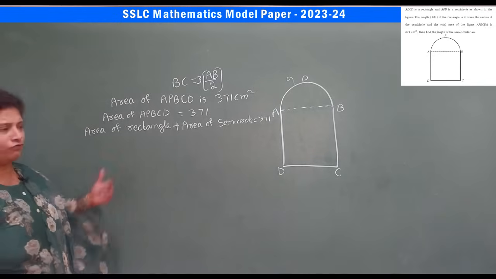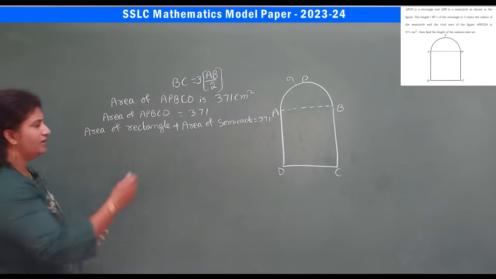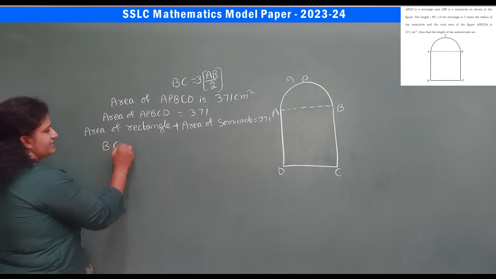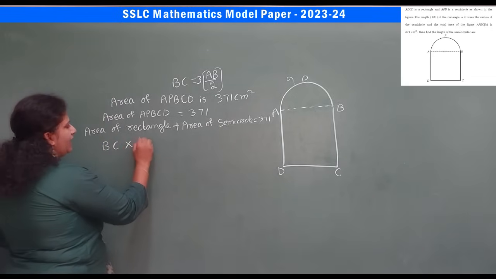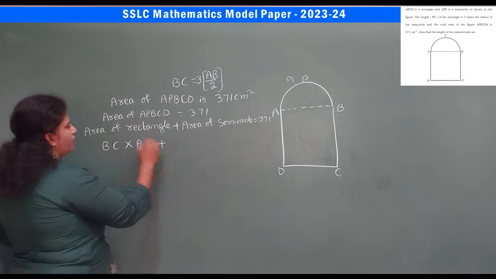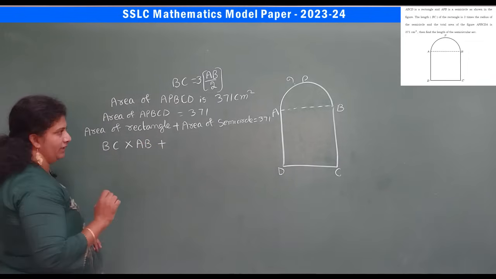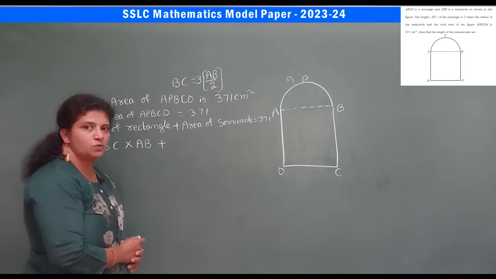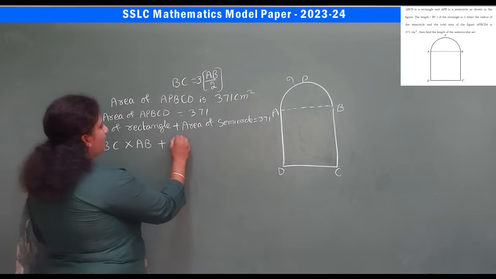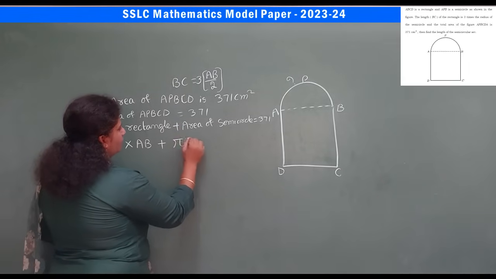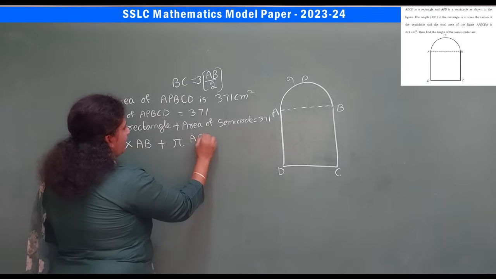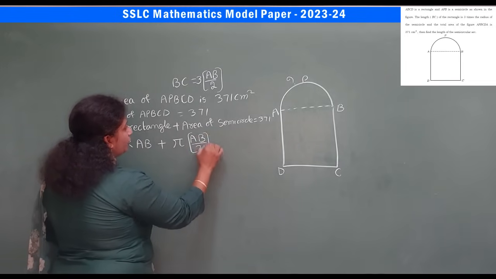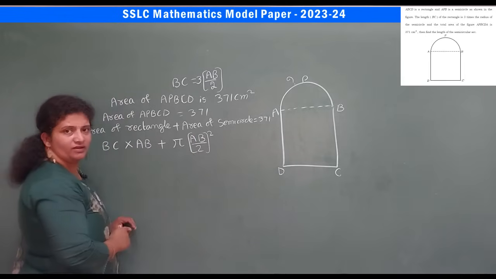Area of a rectangle formula is length into breadth. BC is length, so let me take that one only: BC into breadth AB. Next, area of a semicircle formula, pi r square by 2. R is AB by 2, whole square.